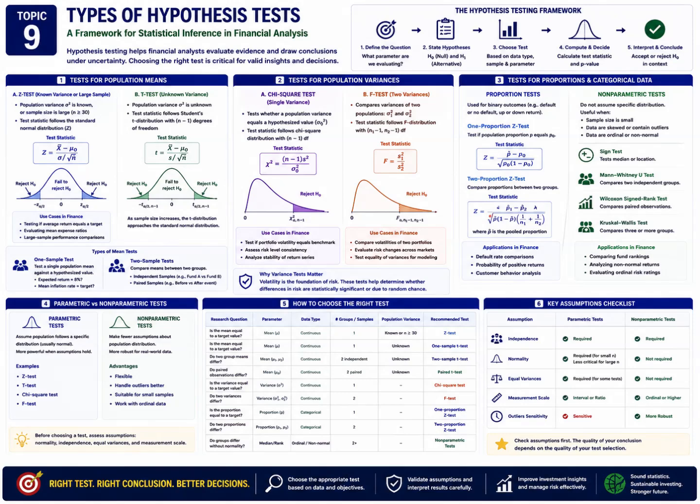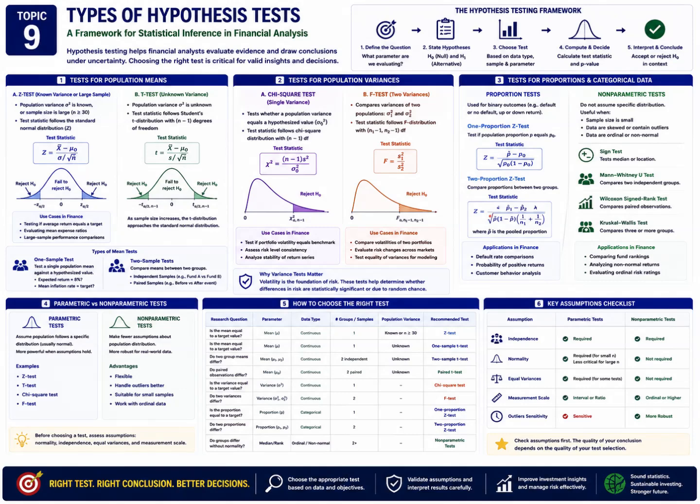The chi-square test is used to evaluate hypotheses concerning a single population variance, while f-tests compare the variances of two populations. These tests are especially relevant in risk management, asset allocation, and portfolio construction because they help analysts assess whether observed differences in volatility are statistically significant rather than the result of random variation in market returns.